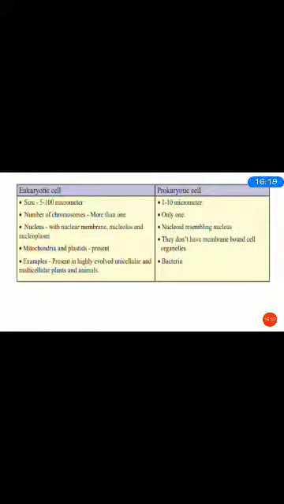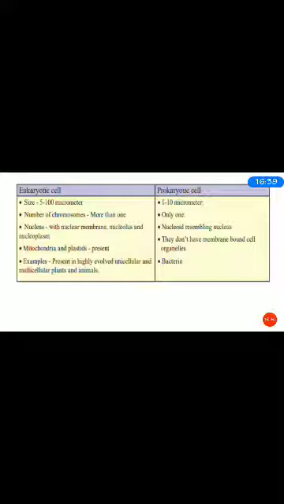So last year you must have studied prokaryotic cells of bacteria. Now let's compare them. What is the difference? See, eukaryotic cells have size between 5 to 100 micrometers, but prokaryotic is 1 to 10 micrometer. Obviously, because in a cell you have so many cell organelles as well, so the size is going to increase a little bit. Number of chromosomes is more in eukaryotic cells as compared to prokaryotic cells, because chromosome is basically the DNA.